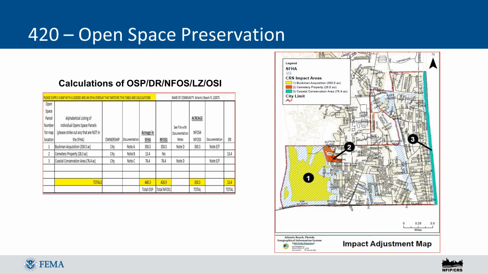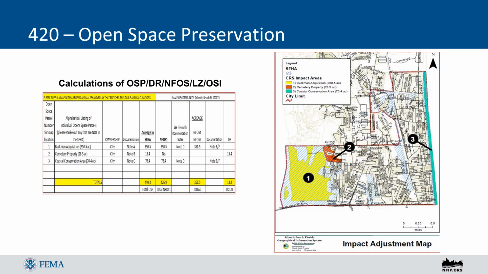For Activity 420 Open Space, the 2 big pieces of documentation you'll need is a list of all your open space properties, such as what's seen on the left-hand side of the screen, and then a map of the properties which corresponds to that. When you make the list and map, please label them with numbers or letters so that it is easy to find the information for each property.